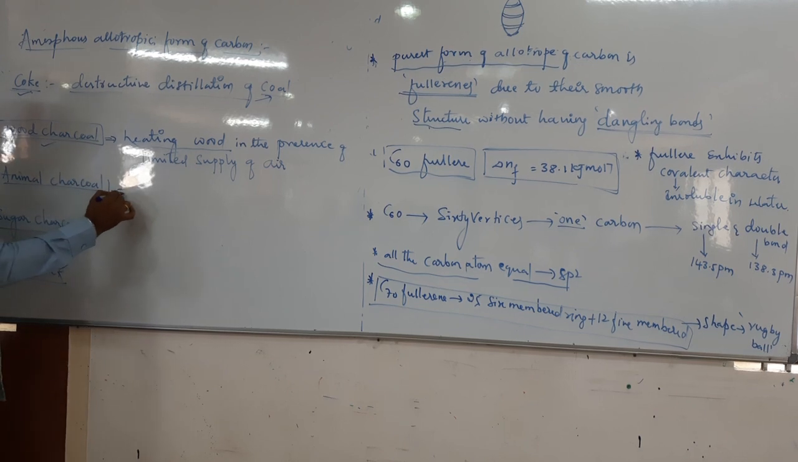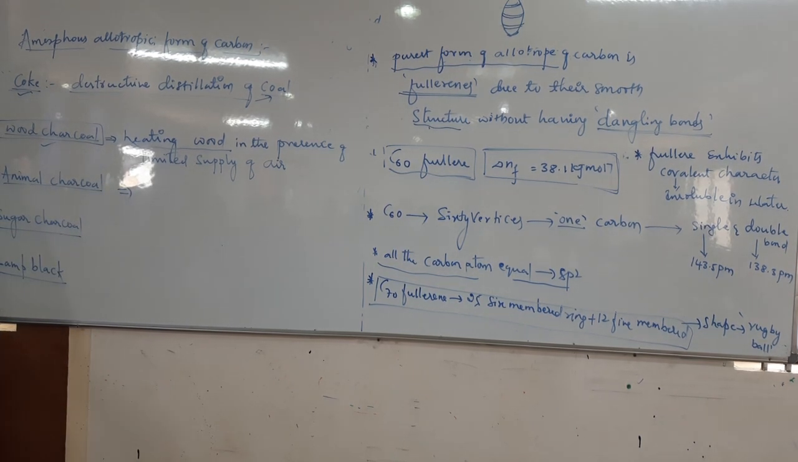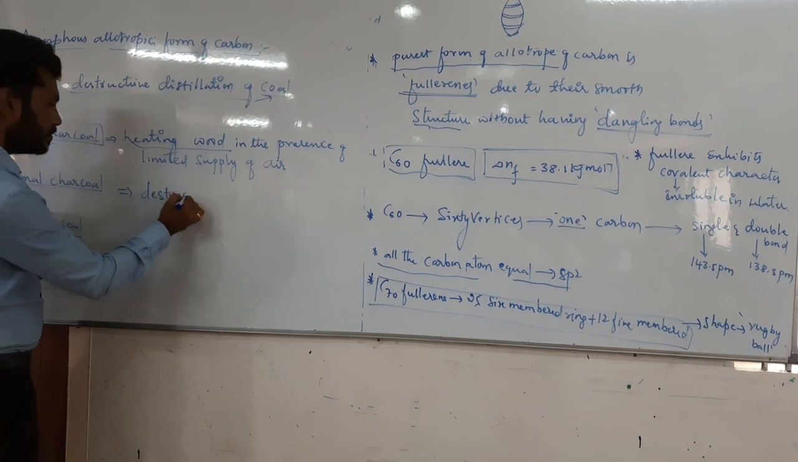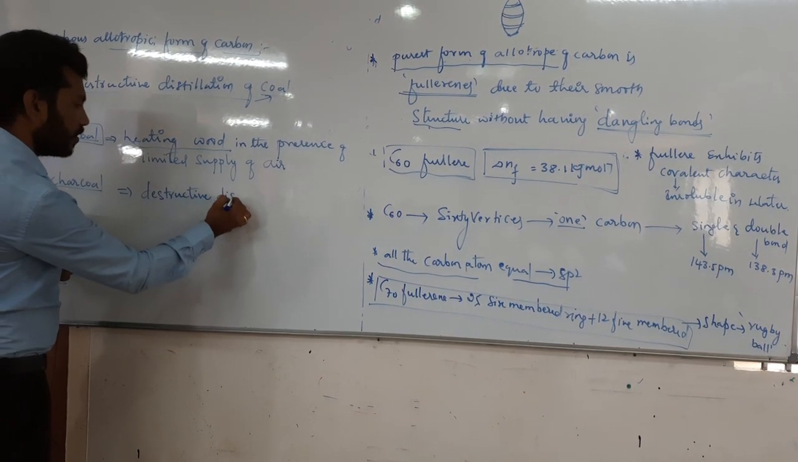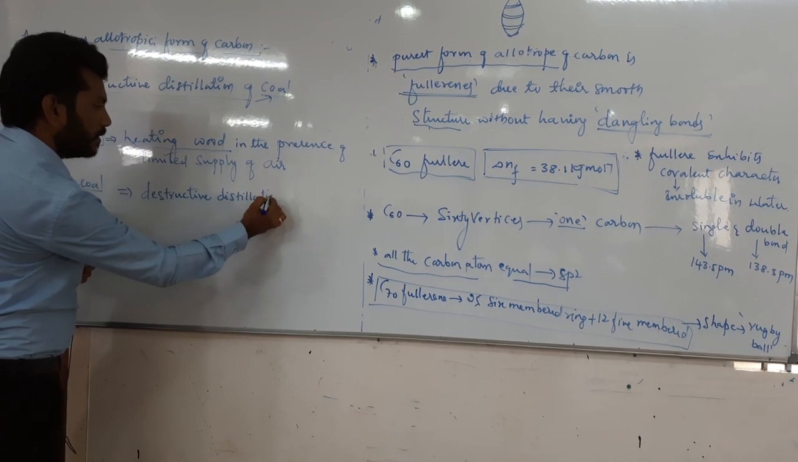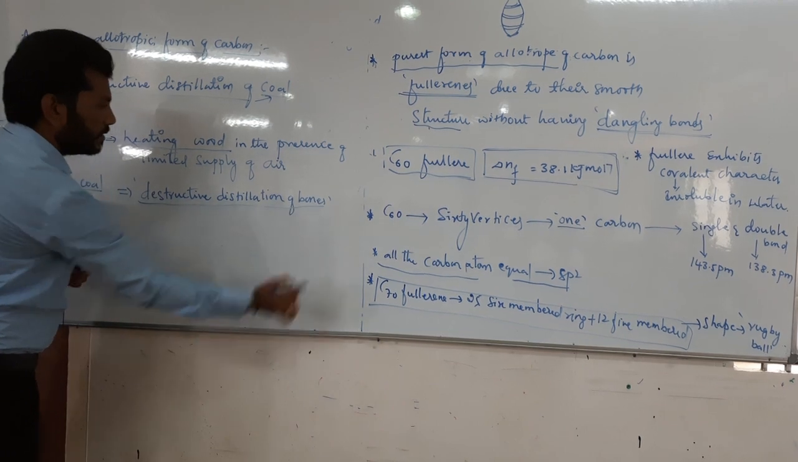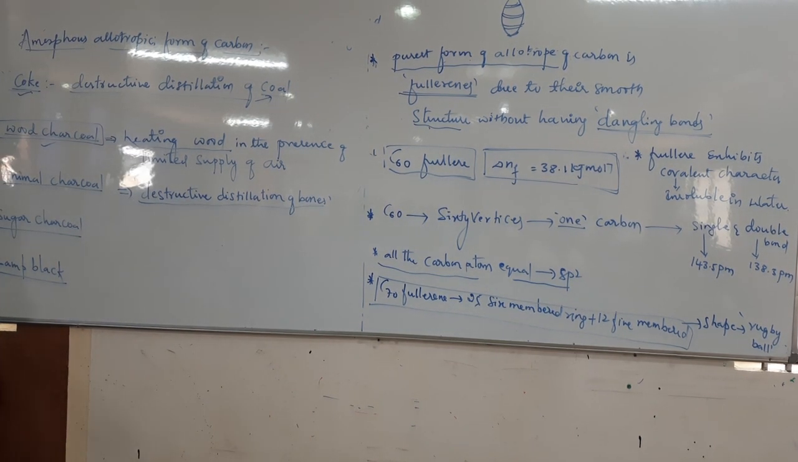And animal charcoal, that can be obtained by destructive distillation of bones. Animal charcoal can be obtained by doing destructive distillation of bones. So we heat the bones in the absence of air or oxygen, and what we are going to get is animal charcoal.